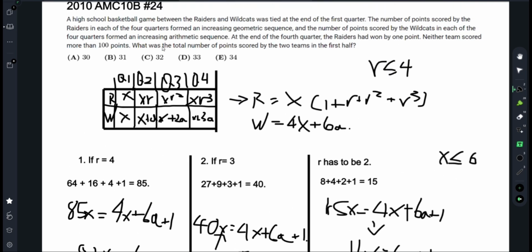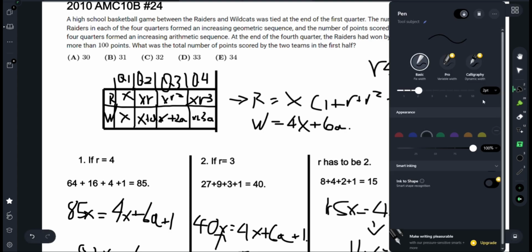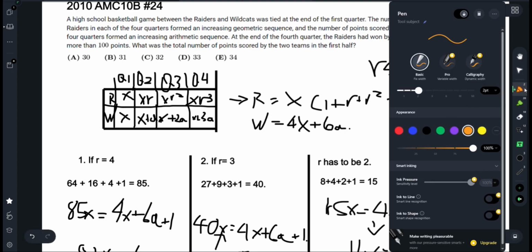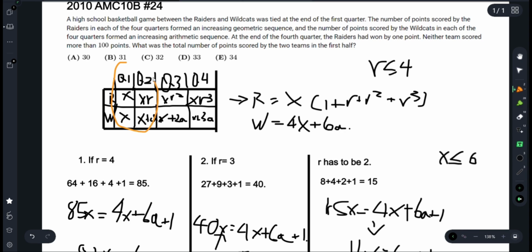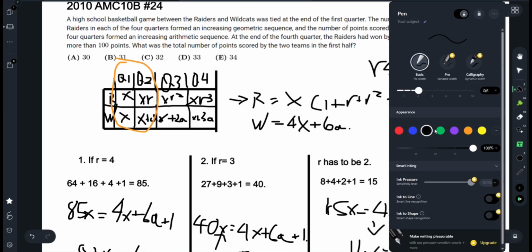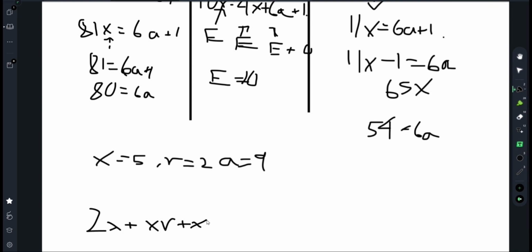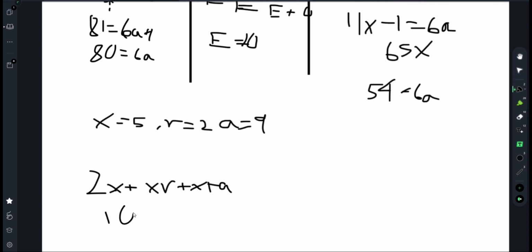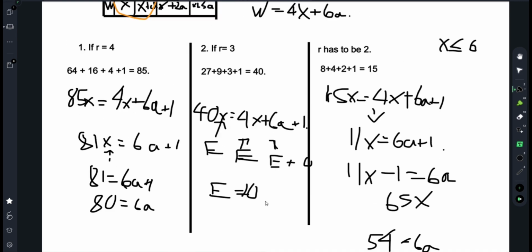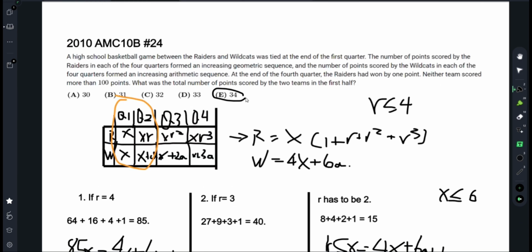Since we're only trying to find the total number of points scored in the first half, which is this, then we could see, summing them up, we get 2x plus xr plus x plus a. So plugging this in, we get 10 plus 10 plus 14. So our answer is 34. Is 34 one of our options? Yeah, E. And that is your answer.